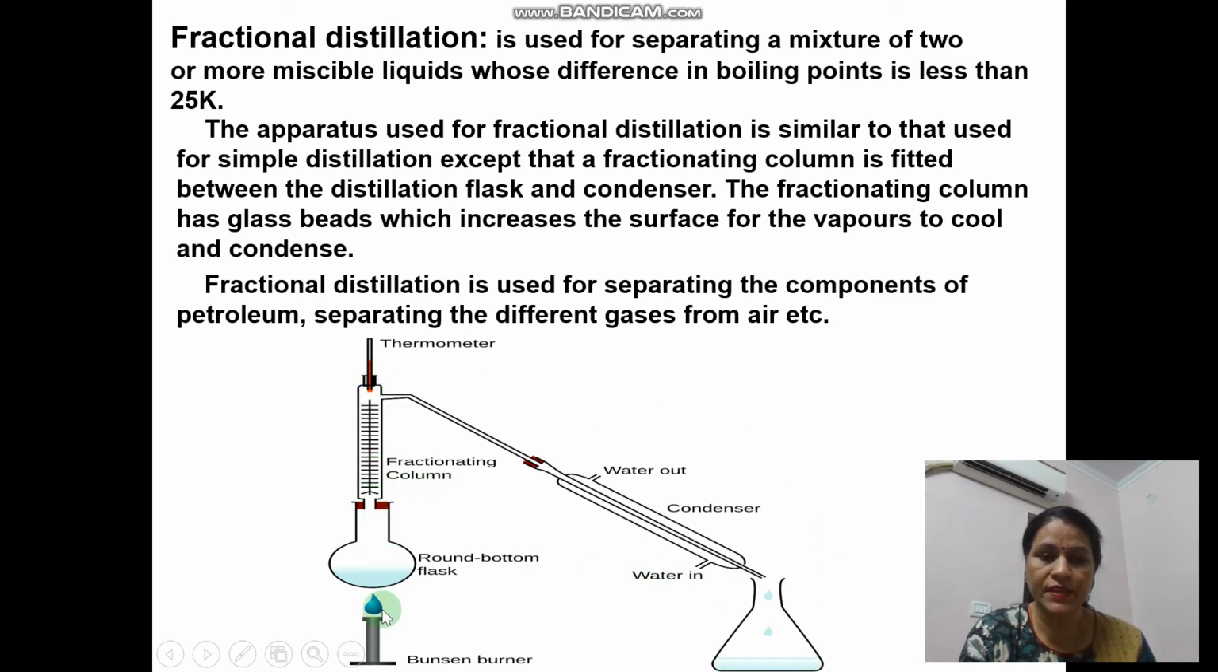Same as before, this flask is there, burner is there, everything, cork, but here this extra fractionating column is added into it, and inside there are beads so that it provides the surface area for the vapors to condense, and again it will reach the condenser and the different liquids can be collected in separate beakers. So this is the fractional distillation method.